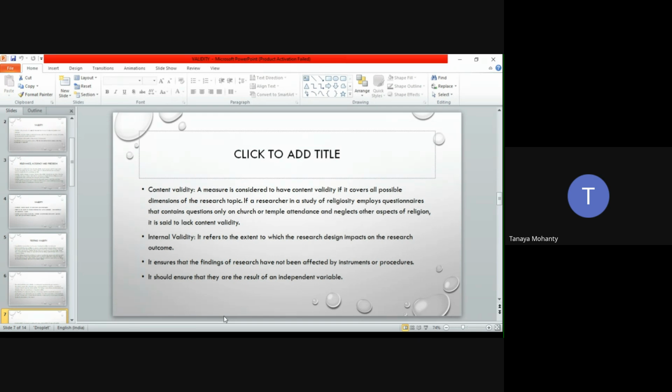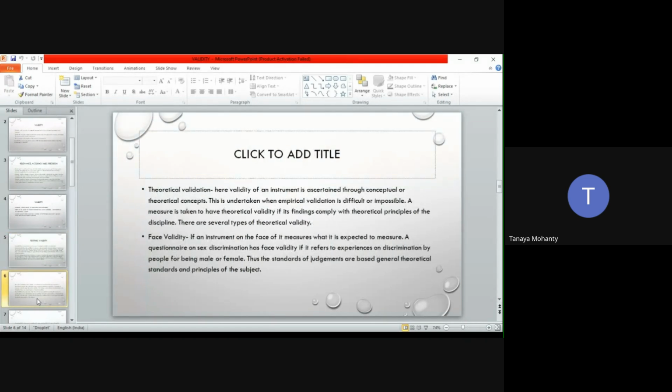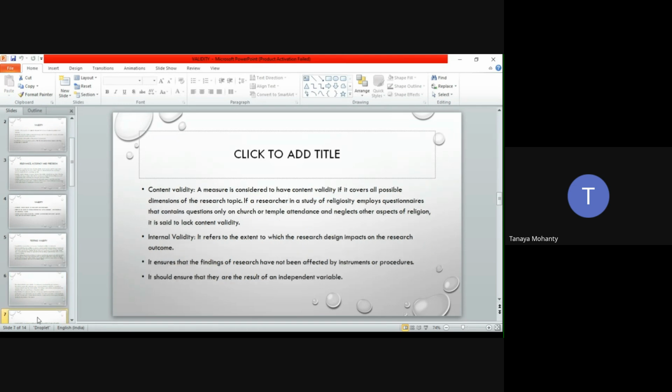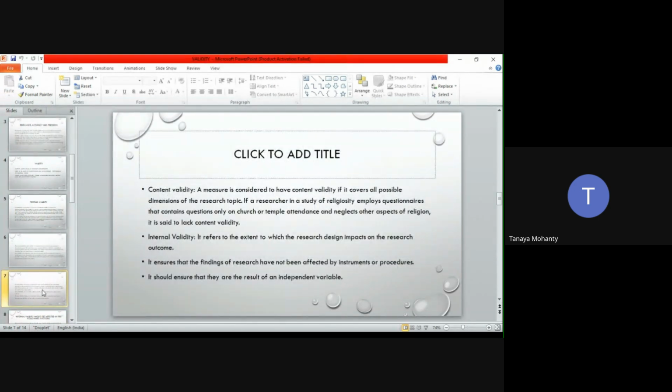So there are so many types of validity that we discussed today. Empirical validity, we started talking about theoretical validity, which again is of two types: face validity and content validity, and then internal validity. So we have to ensure that we are rich in all different kinds of validity. We will continue with this particular slide maybe on Monday.